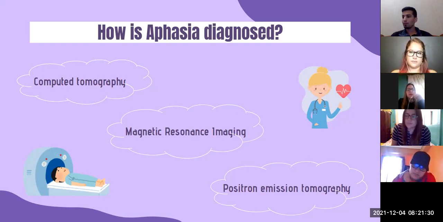Then we have magnetic resonance imaging, or MRI. This is a diagnostic procedure that uses a combination of large magnets, radio frequencies, and a computer to produce detailed images of the organs and structures within the body. And finally, we have positron emission tomography, or PET. This is a computer-based imaging technique that uses radioactive substances to examine body processes.